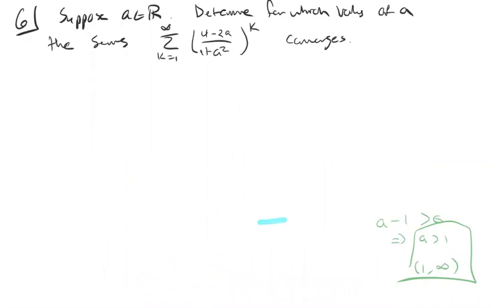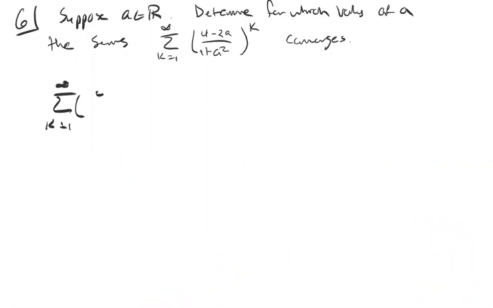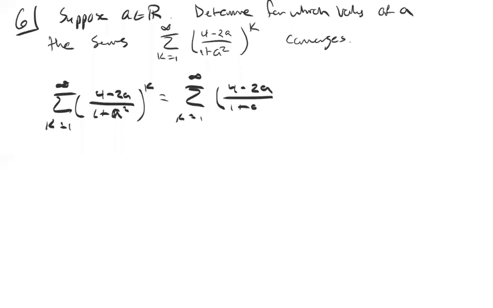Now, since this is a geometric series, we can go ahead and find that value, right? So I'm going to write this as the sum from k is 1 to infinity of (4 minus 2a over 1 plus a squared) to the k. That's the same thing as the sum from k equals 1 to infinity of 4 minus 2a over 1 plus a squared times (4 minus 2a over 1 plus a squared) to the k minus 1. Okay, now this looks like the kind of geometric series we can apply the formula to.